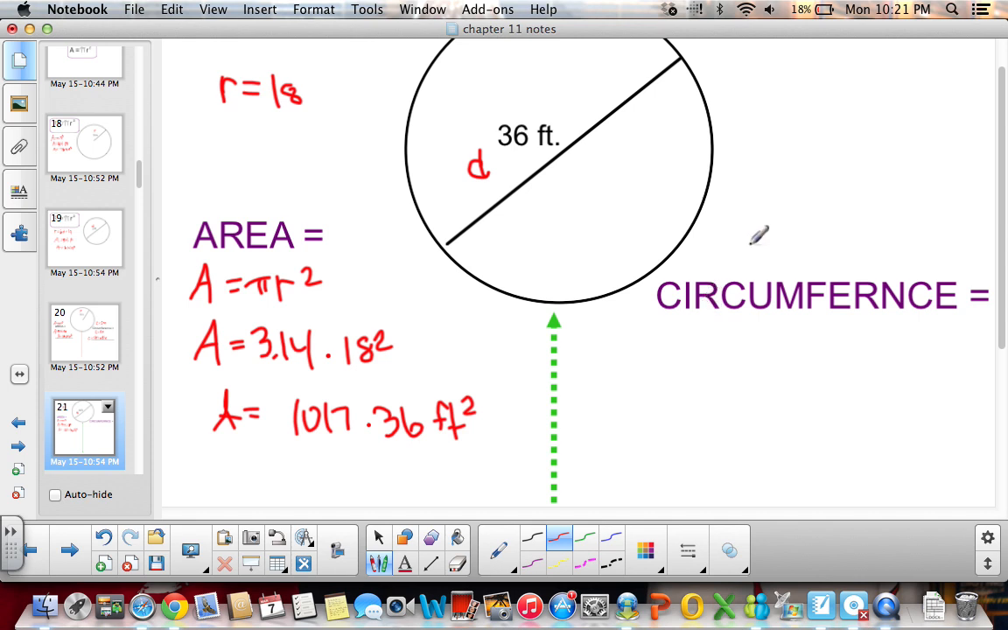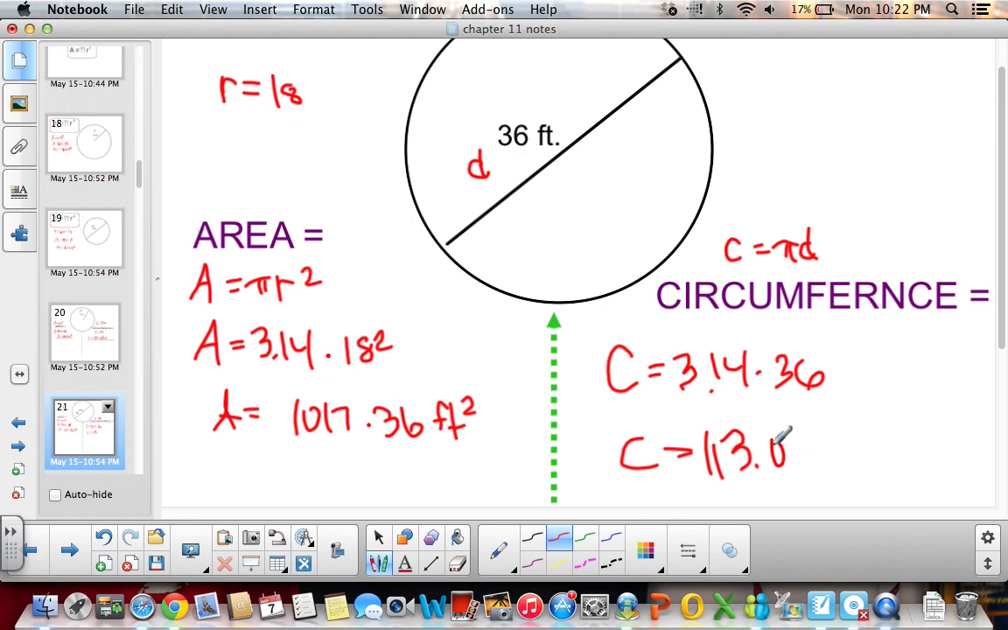Circumference, because I'm given the diameter, it's C equals pi times diameter. So then I would go C equals 3.14 times 36. So 36 times 3.14 equals, C equals 113.04 feet.